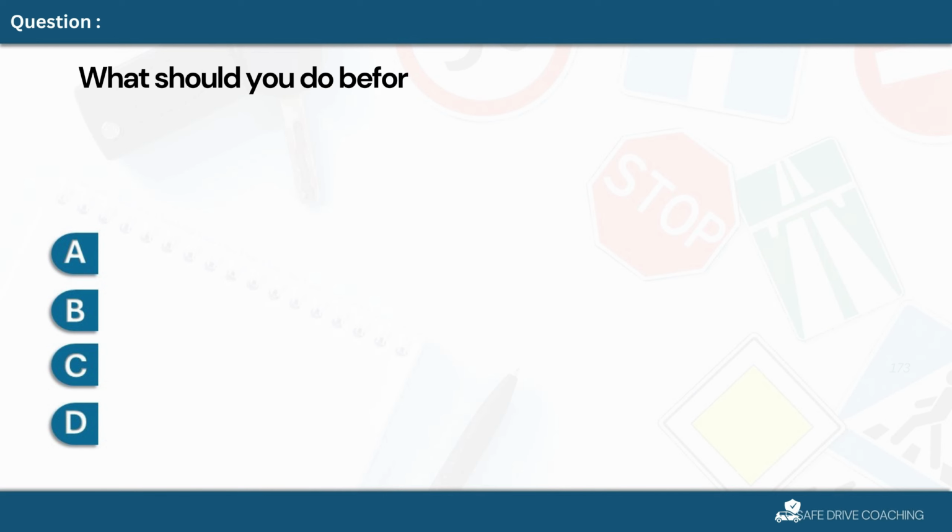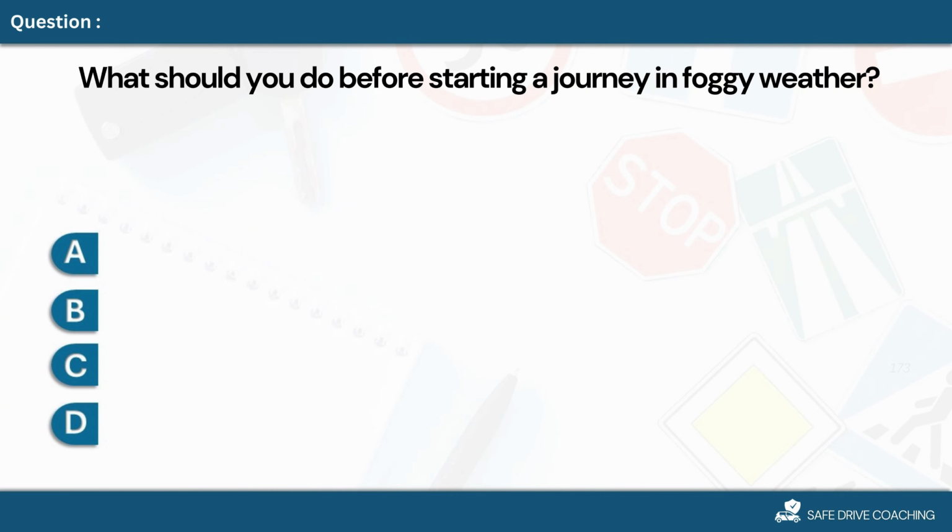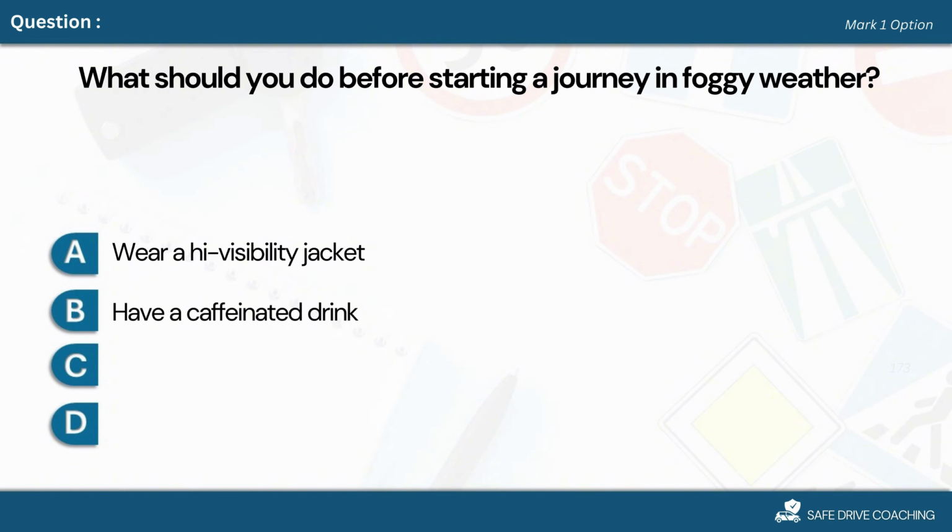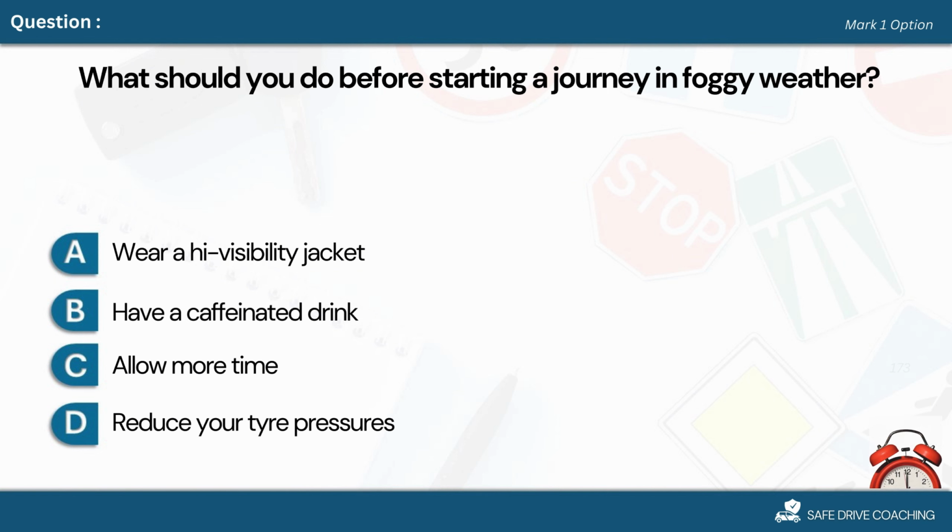What should you do before starting a journey in foggy weather? A. Wear a high visibility jacket. B. Have a caffeinated drink. C. Allow more time. D. Reduce your tire pressures. The correct answer is C. Allow more time.